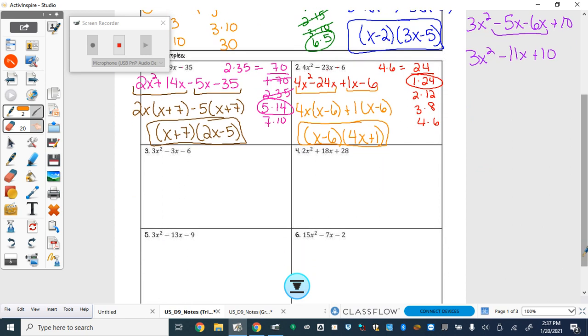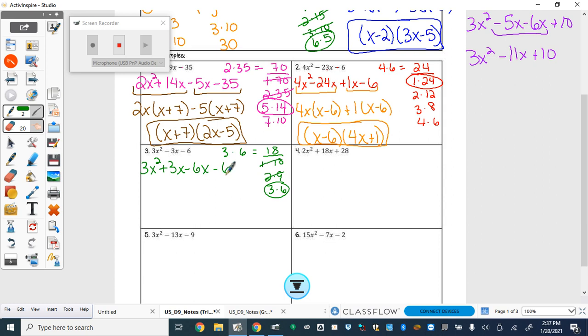Okay, next one. So 3 times 6 equals 18. So factors of 18. 3 times 6. So factors of 18 that are going to subtract to give us a negative 3. Nada, nada, yep. I would want to make this a negative 6 to get me that negative 3 in the middle.